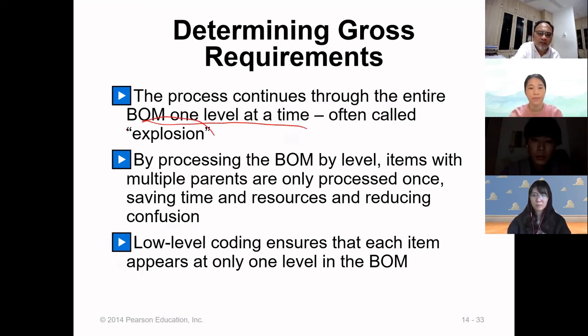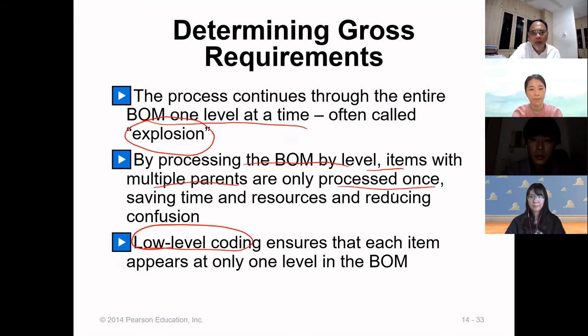It is called explosion. You explode until the lower level coding of the parts or components. Then you get the whole gross requirement. So by processing the BOM by level, items with multiple parents are only processed once. So you save time and resources and reduce confusion. So that's what the MRP software does. The MRP software actually will calculate.